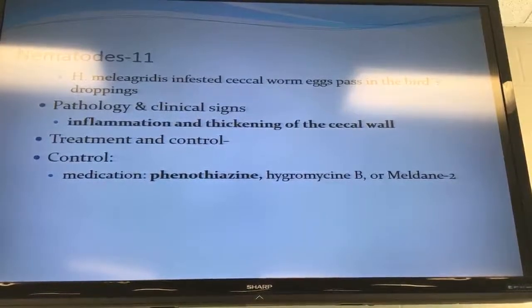If you want to remember something for treatment, just remember the first one, because that's the only one I'm going to remember. Phenothiazine, okay? Now you can remember all the rest of it if you want to, but on a test, it's going to be phenothiazine. I can guarantee you, there's not going to be Meldane 2, and there's not going to be hygromycin B. It's going to be what? Phenothiazine, okay?